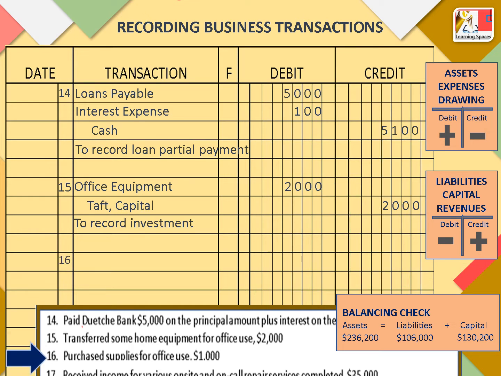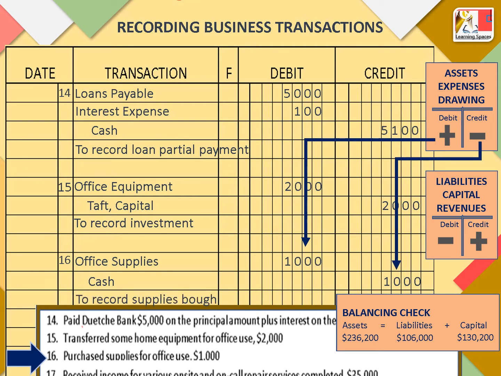On March 16, the purchase of supplies will increase the asset account, office supplies, by $1,000, which is plotted on the debit side. Again, this is assumed to have been paid in cash, which shall decrease the cash account by the same amount on the credit side.